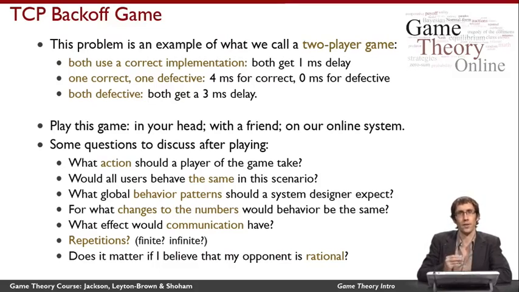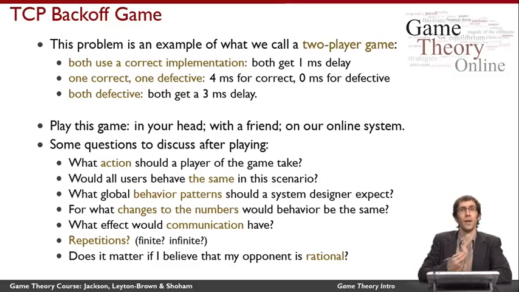There are sets of actions that players can take, and after everybody has chosen what they're going to do in the game, there's some result where everybody feels different levels of happiness. This very simple game has each player choose either to use a correct implementation or to use a defective implementation. And once we know what both players will do, we can look at these rules that I've given here and decide how happy both players would be. Of course, nobody likes delay, so the players are trying to minimize the amount of delay that they experience in the network.